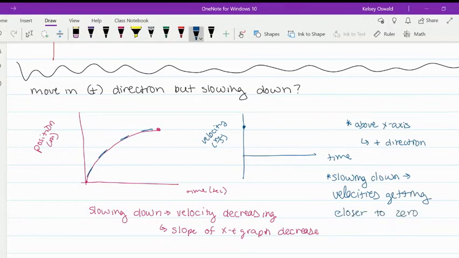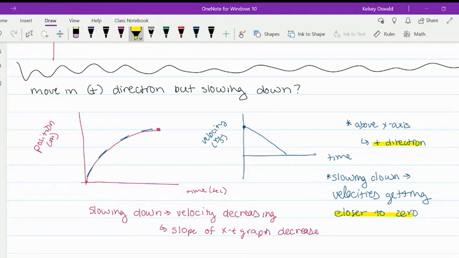So for my velocity time graph then, I'm going to draw a graph where my velocities continuously go down and get closer and closer to zero. When I reach that x-axis, that tells me my object stops because there my velocity is zero. Okay, so we're above the x-axis because we're moving in the positive direction, but we show that we're slowing down by showing our velocities getting closer to zero.